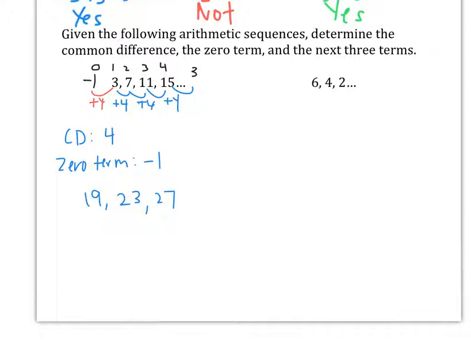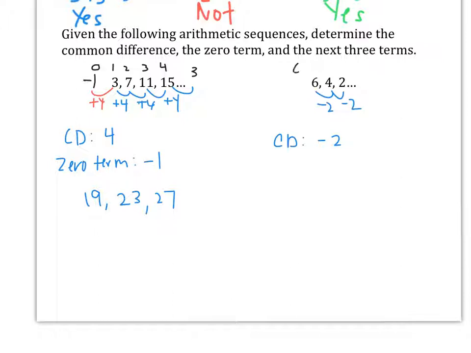All right, let's look at the next example. So with this example, between 6 and 4, we're subtracting 2. Between 4 and 2, we're subtracting 2. So the common difference is minus 2, subtracting 2 each time.